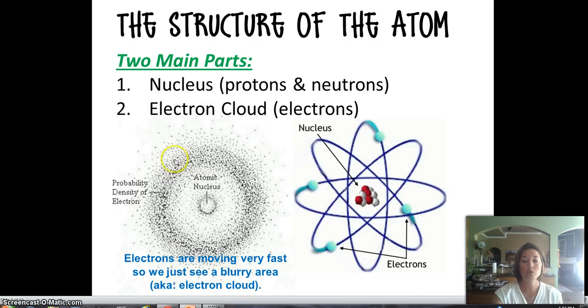I do want to make sure that you remember from a video you watched earlier that most of this electron cloud is empty space. We just have electrons orbiting the nucleus at certain distances from the nucleus, in the energy levels, which we'll talk about more in just a little bit.